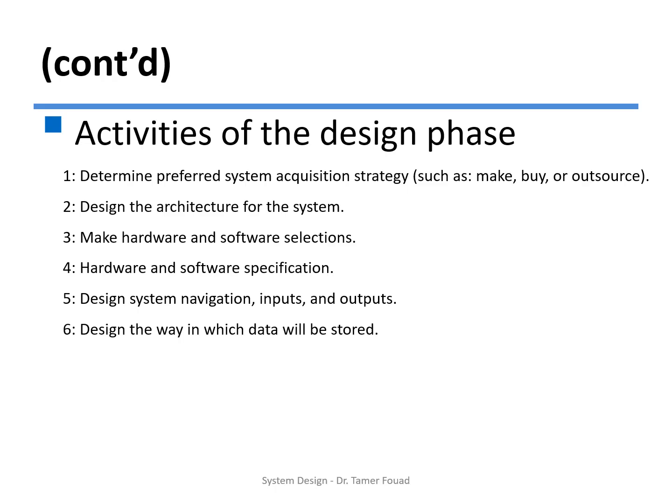Here are some of the main activities in the design phase. 1. Determine preferred system acquisition strategy, such as make, buy, or outsource. 2. Design the architecture for the system. 3. Make hardware and software selections. 4. Hardware and software specification. 5. Design system navigation, inputs, and outputs. 6. Design the way in which data will be stored.